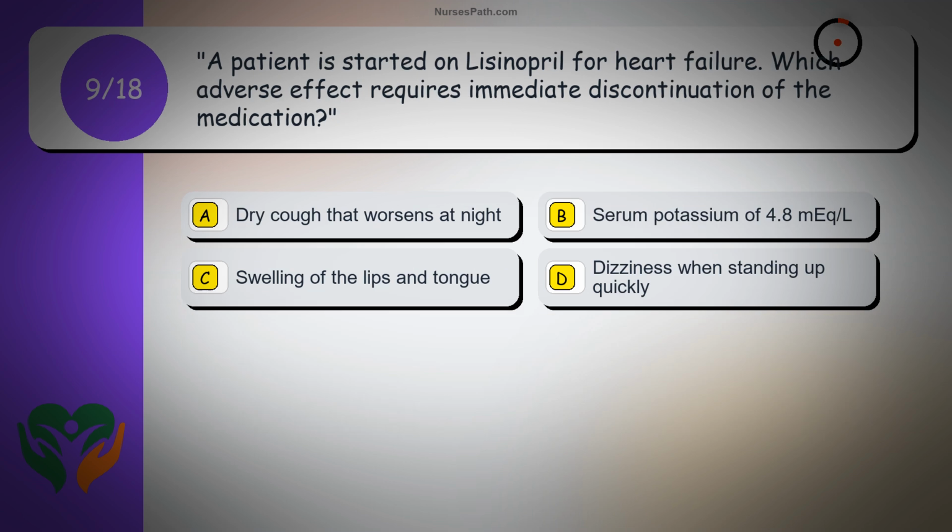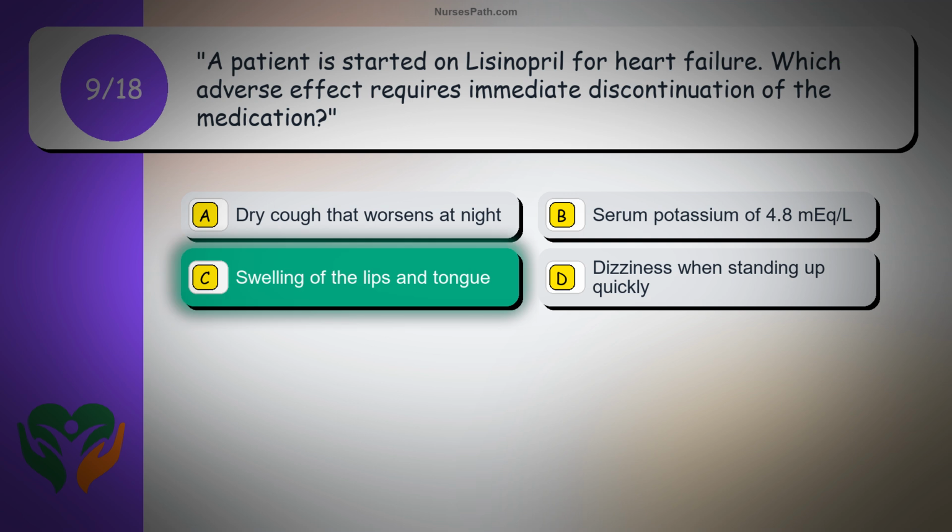Question 9. A patient is started on lisinopril for heart failure. Which adverse effect requires immediate discontinuation of the medication? Option A, dry cough that worsens at night. Option B, serum potassium of 4.8 milliequivalent/L. Option C, swelling of the lips and tongue. Option D, dizziness when standing up quickly.